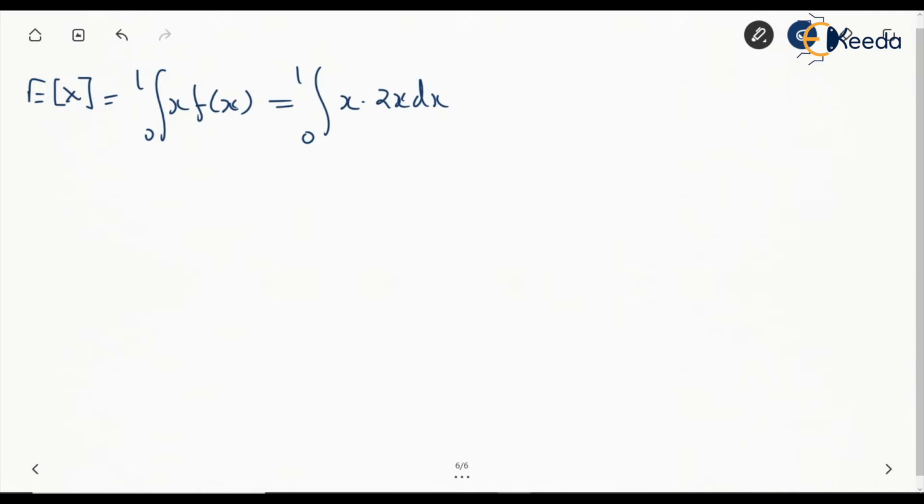So this will be the integration of 2x square from 0 to 1, which will be 2 into x cube by 3, and the limit will be 0 to 1. So it will be simply 2 by 3.